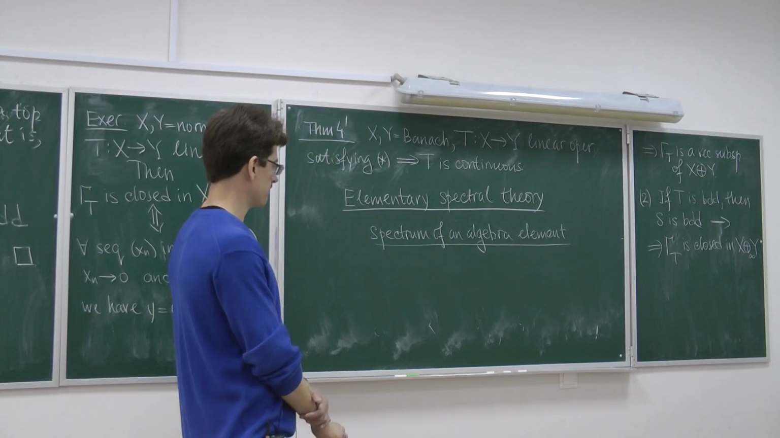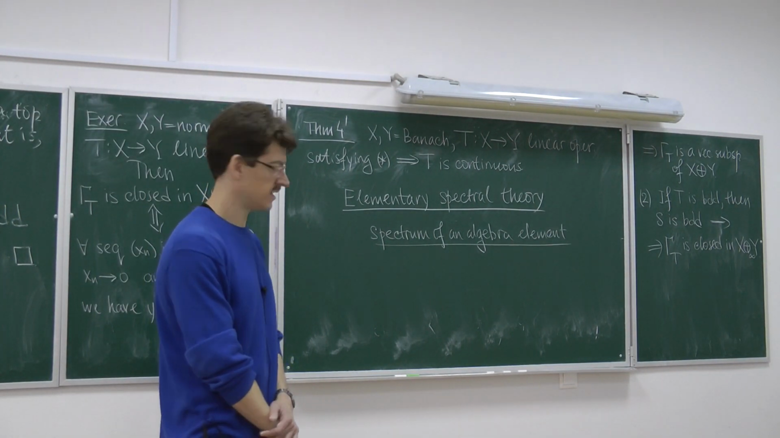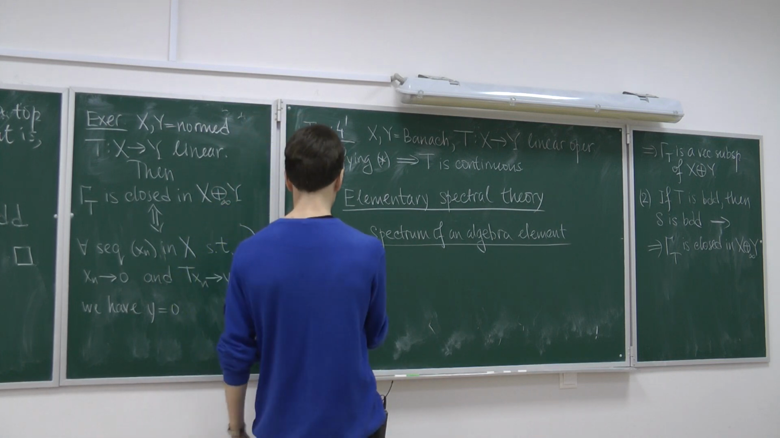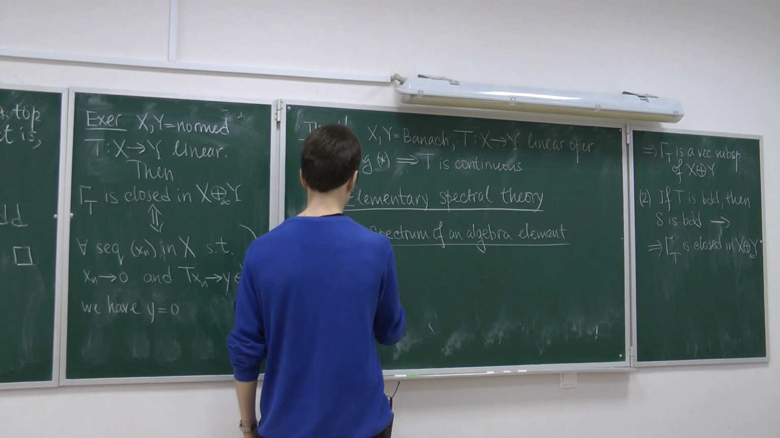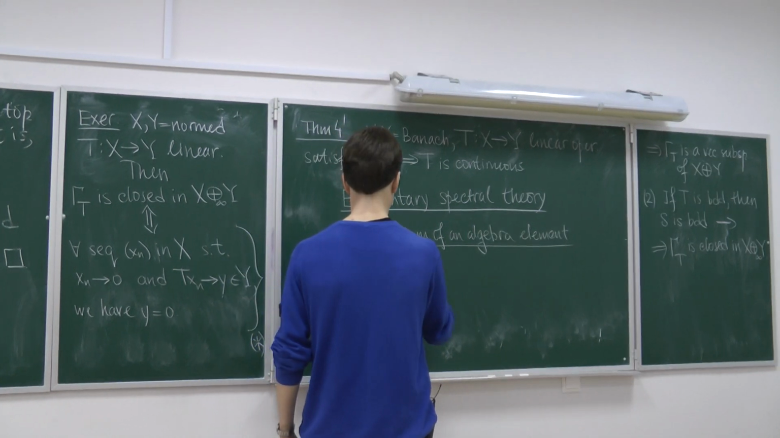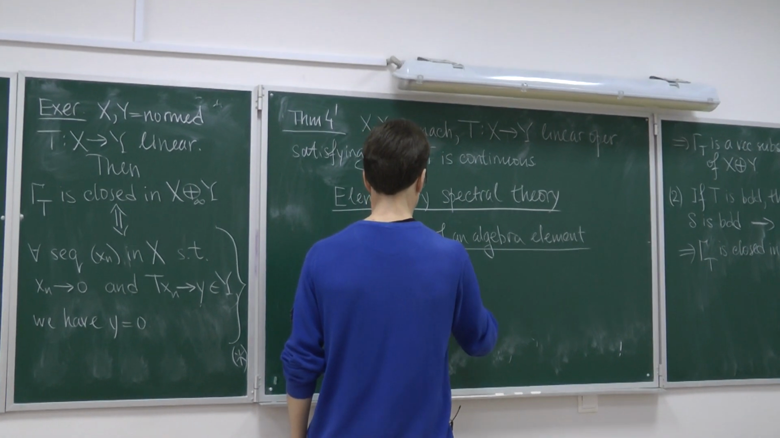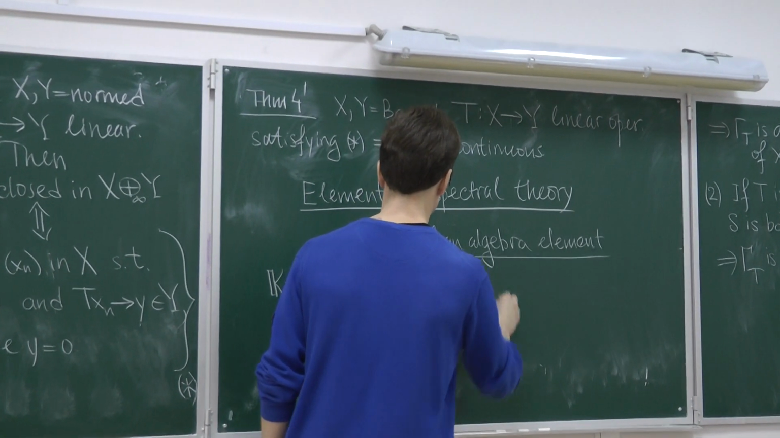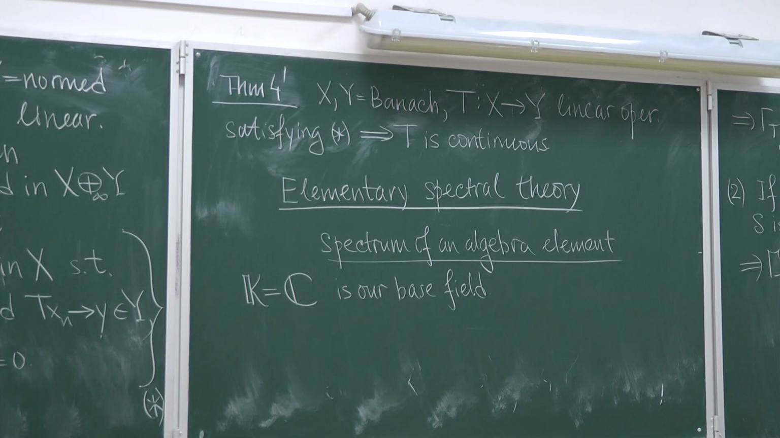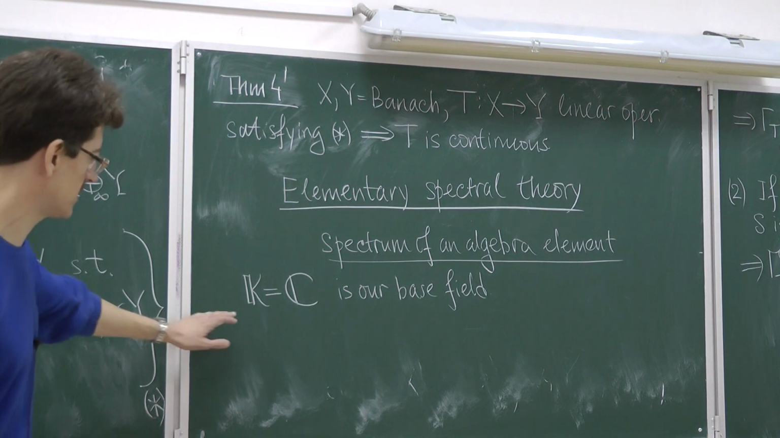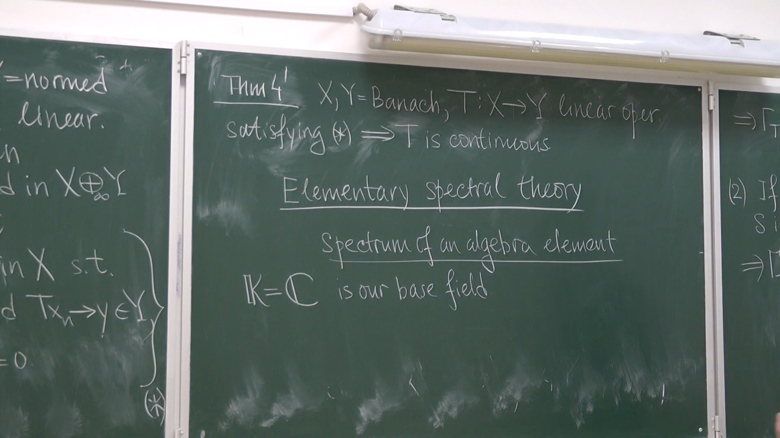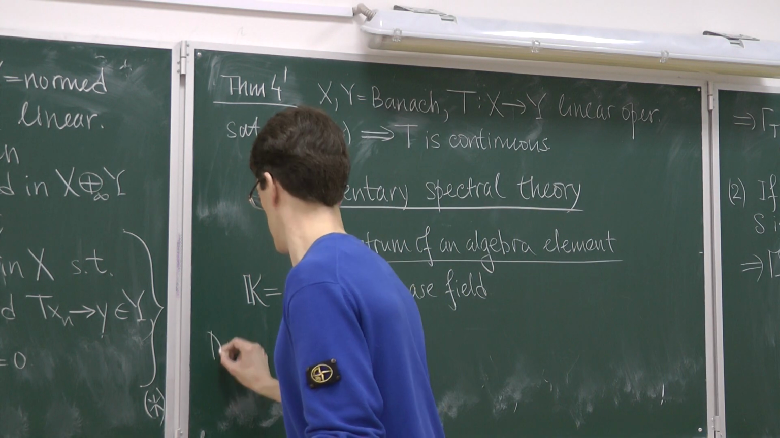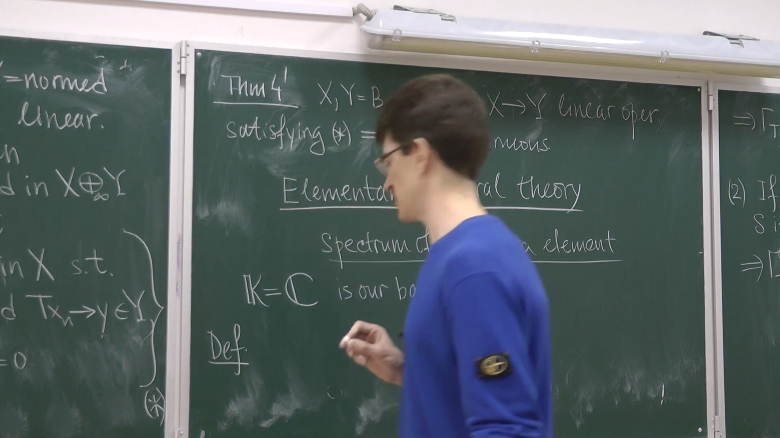Okay, so first of all, we adopt the following convention. From now on, our base field will be the field of complex numbers. And this is essential. We will see soon that some of our results will be essentially based on this assumption. First of all, let's introduce some terminology.